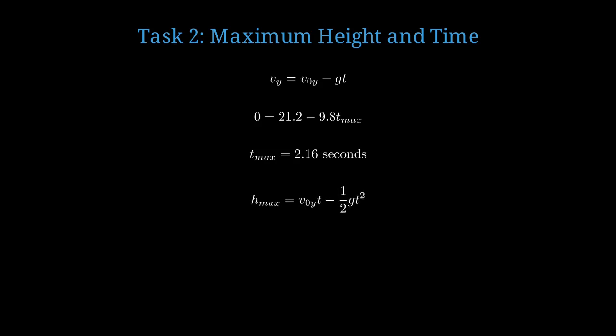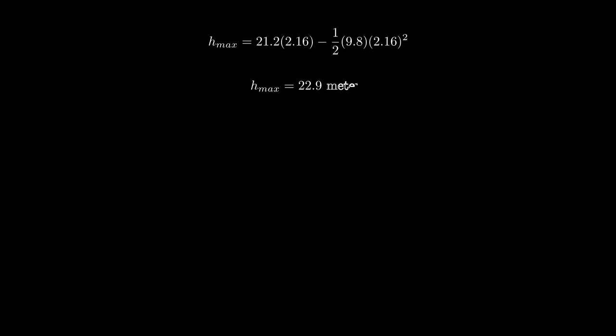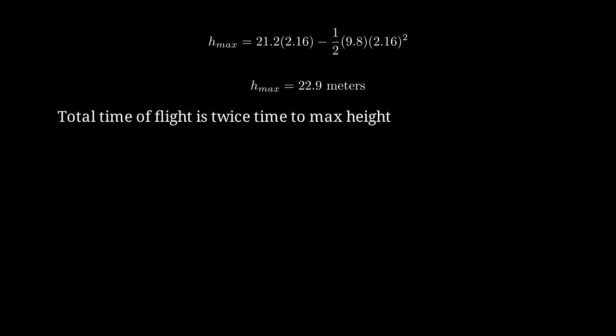Maximum height uses the kinematic equation. H max equals v0y times t minus 1/2 g t squared. Plugging in our values, maximum height equals 22.9 meters. Total time of flight is twice the time to maximum height due to symmetry. That's 4.32 seconds. Verification check.